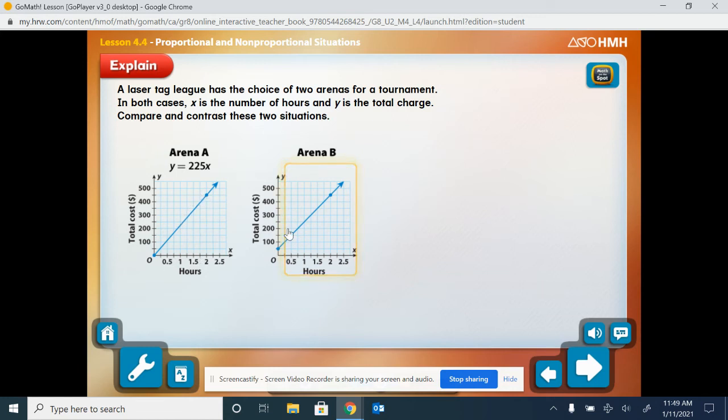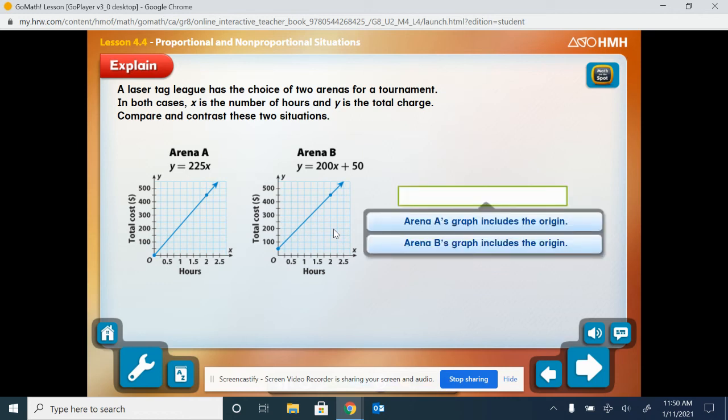So that's the slope. For arena B, it is non-proportional because it seems like it goes through the y-axis on 3, and then it goes up all the way to 450 and then over 2. I think they might have the same slope, right? Because they went up 425. No, 400 they went up, and over 2, nope, they don't have the same slope. The equation for arena B is y equals 200x plus 50.